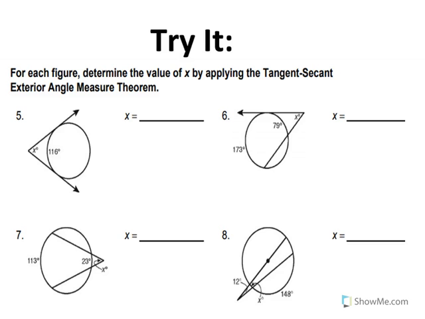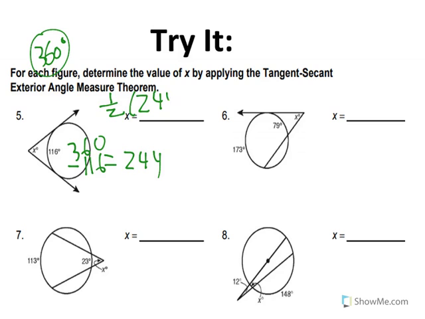Right. Okay, so let's try these. So to determine the value of x, notice that the circle is always 360 degrees. So to solve for this, we take 360 minus 116. So this gives us 244. Right? So we said x is 1/2 of 244 minus 116. Okay, so x is 64 degrees.